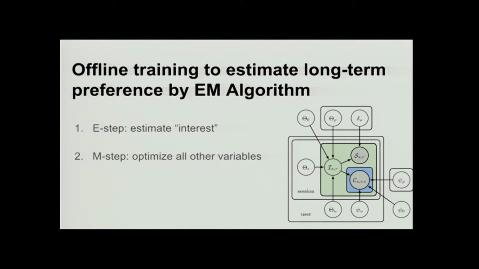But of course, just using online signal cannot give good recommendations. So we still need some offline parts to estimate the long-term behaviors. In our paper, we show that this can be achieved by an efficient EM algorithm. And in experiments, we can optimize this with efficient SGD, stochastic gradient descent.